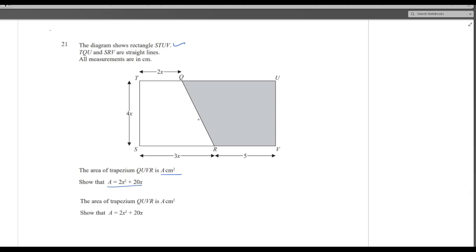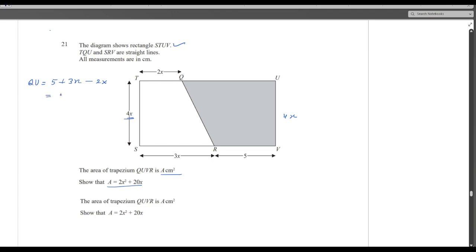No problem. Now here you see that as it is a rectangle, opposite sides are equal in length. So here this is 4x, so this UV will also be 4x in length, and QU will be, now its opposite length is 5 plus 3x. Now from this 5 plus 3x, I will subtract 2x. This will give me 5 plus x. So your QU is 5 plus x.